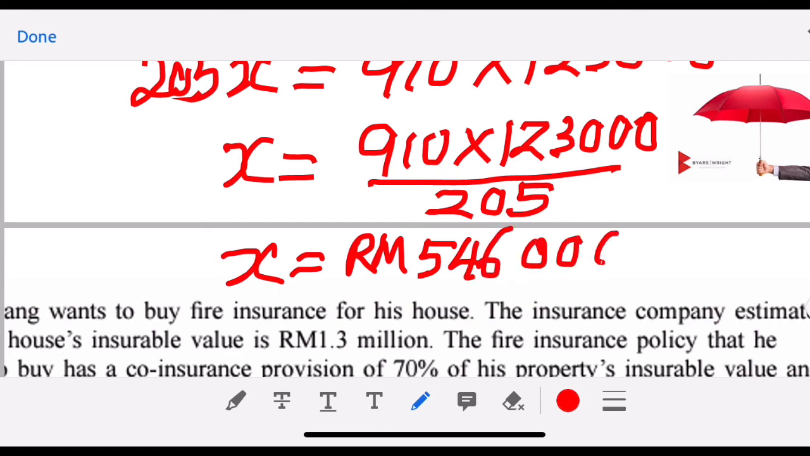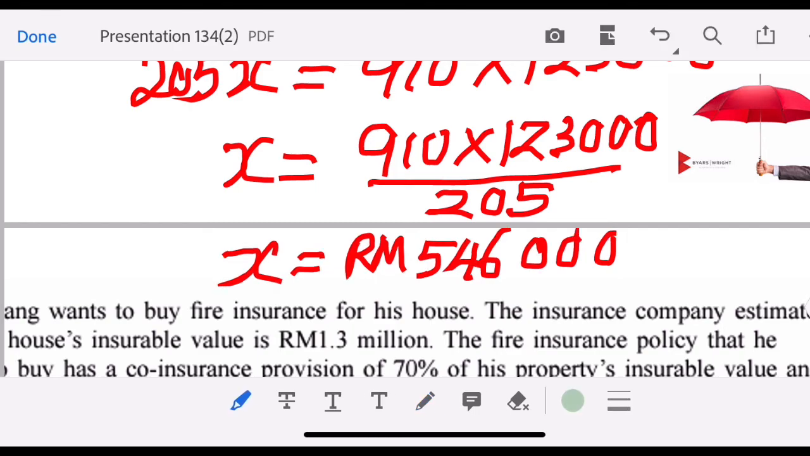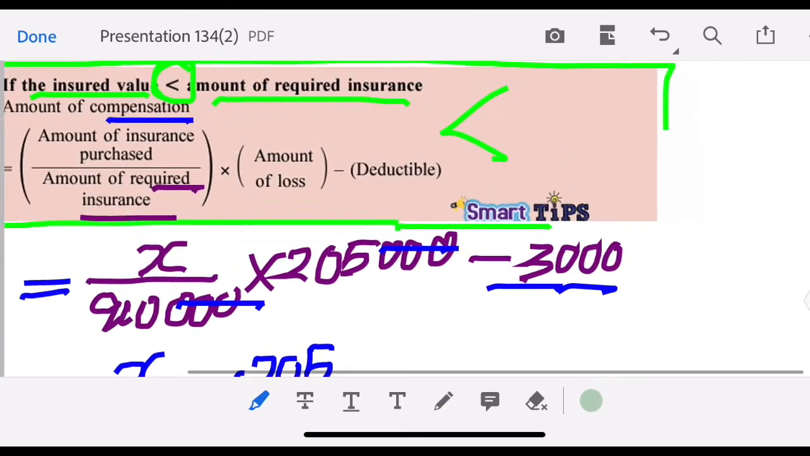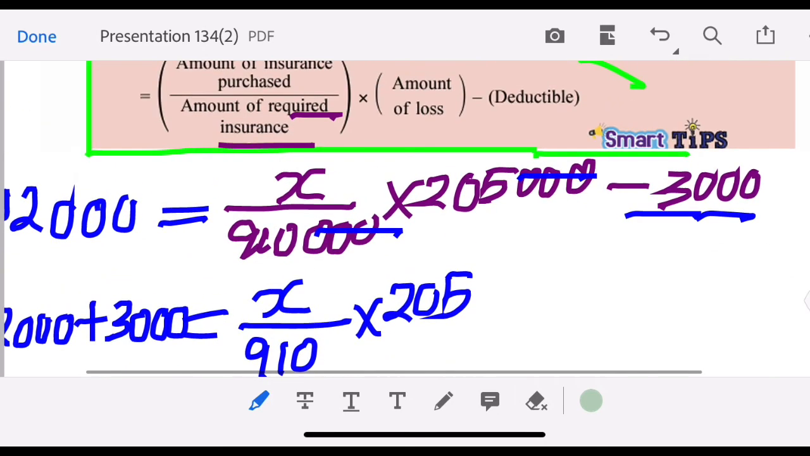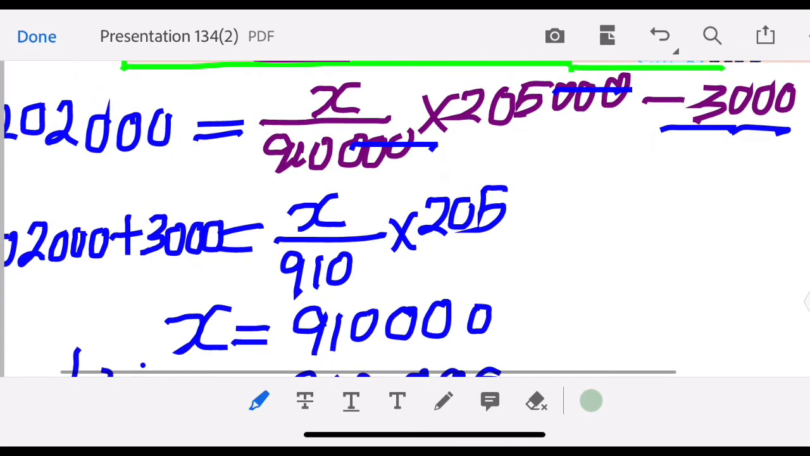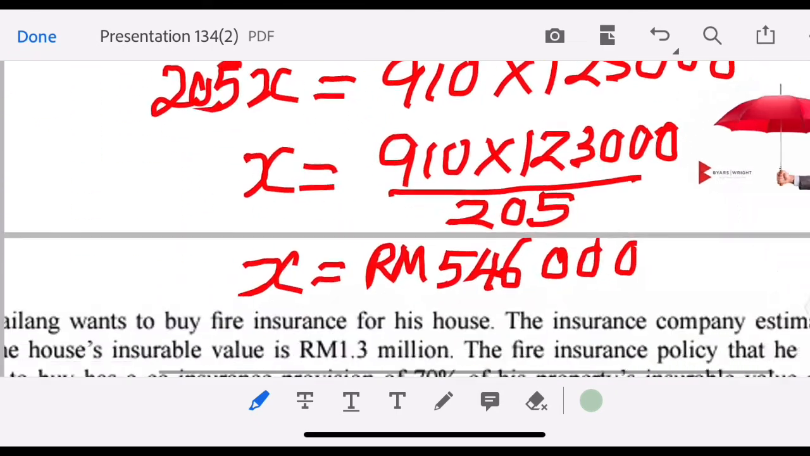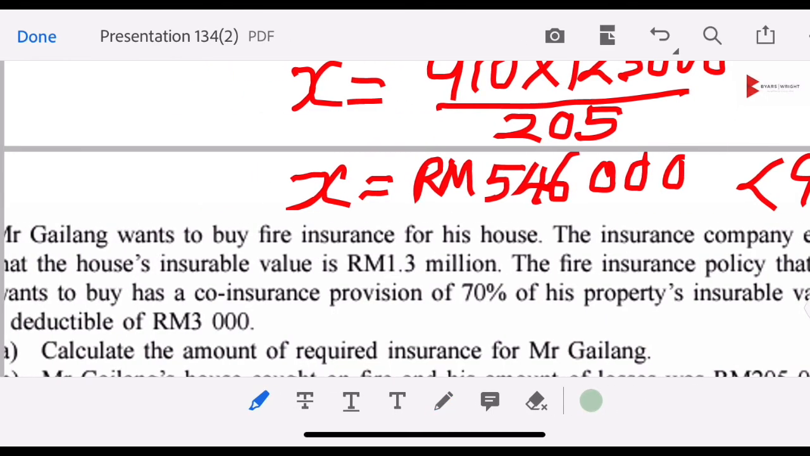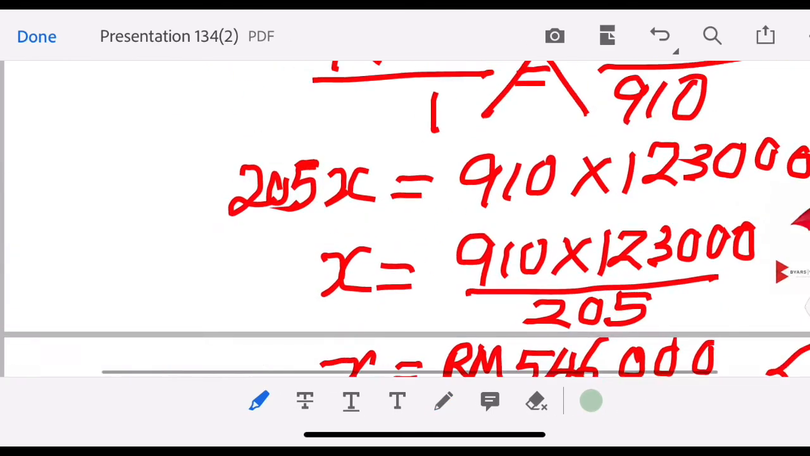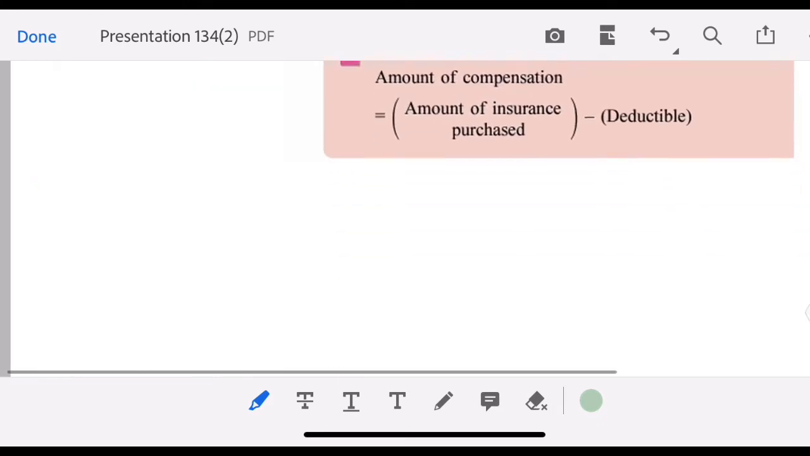546,000, which is actually less than the amount insured by the insurance company, obviously less than the amount required by the insurance. So 546,000 is less than 910,000, the amount required by the insurance. Okay, so we have solved the question for number 8. So let's see the next question.